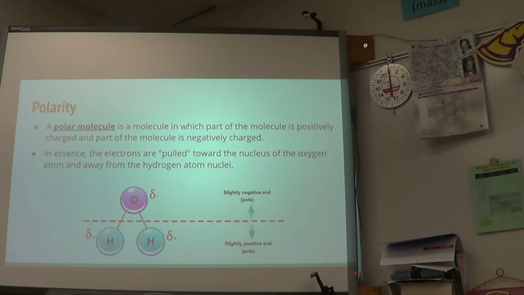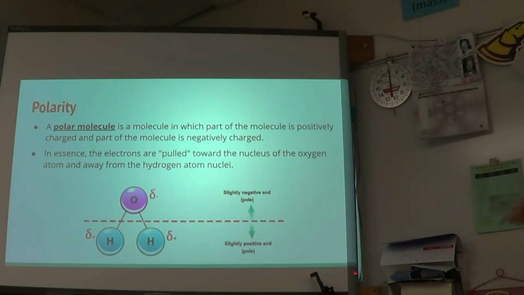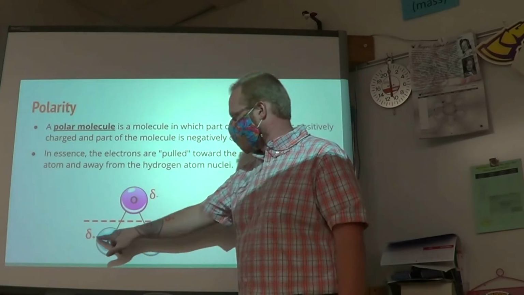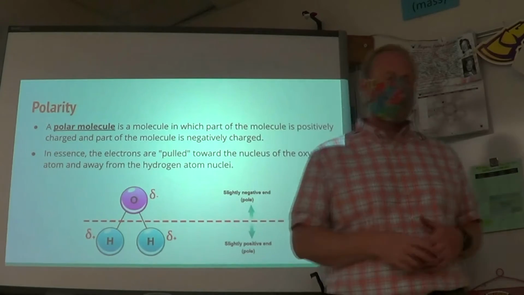Because of that, we get a partial negative and a partial positive charge. That's what these little squiggly lines refer to, a partial. But this is a negative charge on this end. These are positive charges on this end. Water is a charged particle. It has positives and negatives.